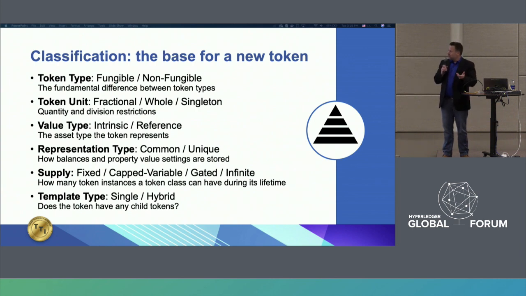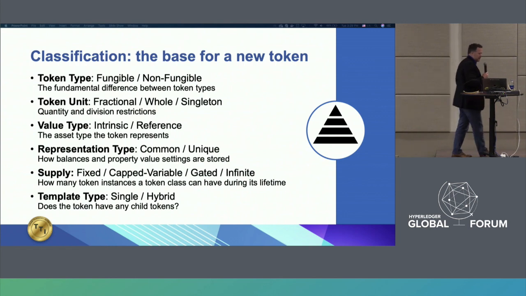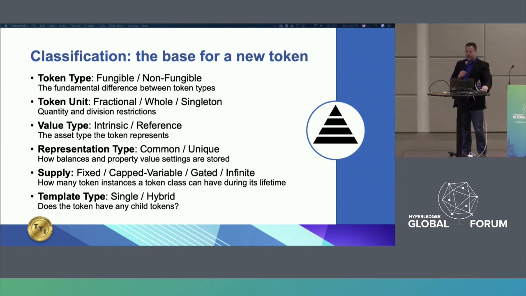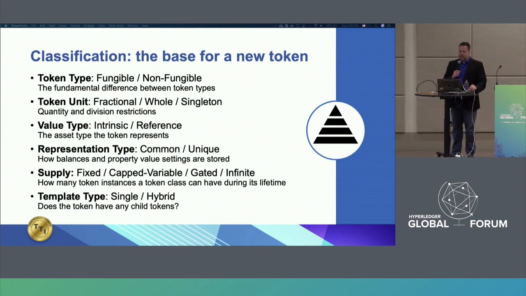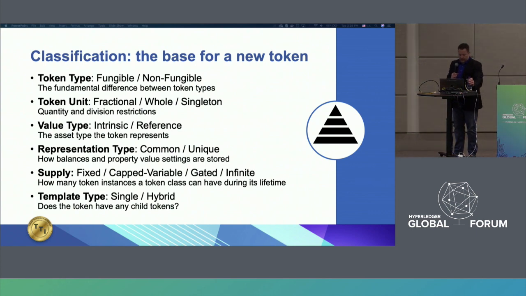Then we have this new one. This is actually new for the framework, called supply, and this is where you indicate whether it's fixed supply, if you have of your token class, capped, variable, gated, or infinite. We'll probably add variations on these, but those are the different types of supply. And then the template, we have this notion of creating a single token or a hybrid token. And a hybrid token lets you model out more complex business use cases, which we'll talk about in a minute.